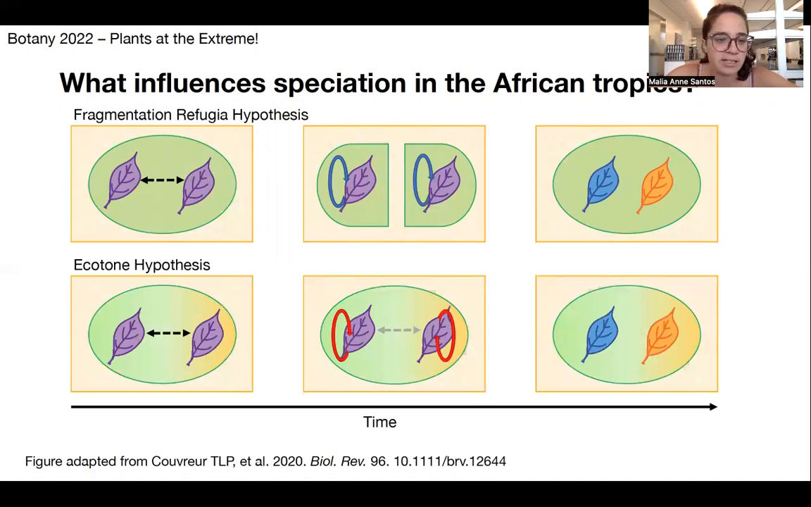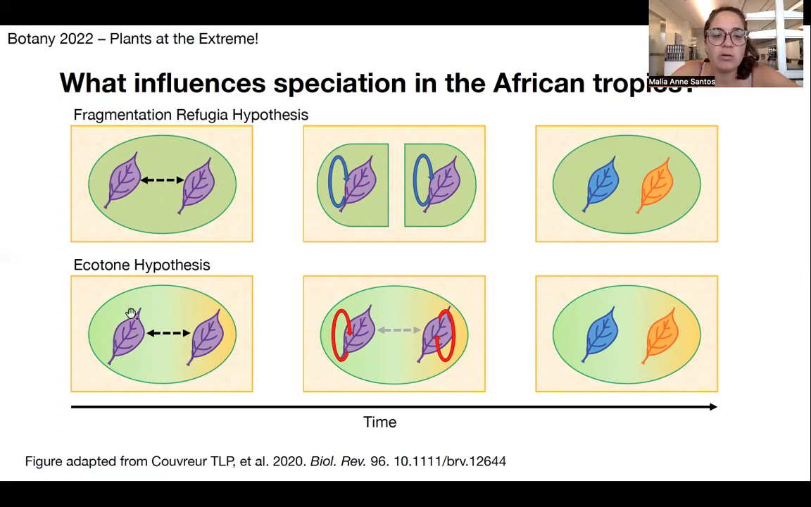The second hypothesis is the ecotone hypothesis. The difference between these two is, rather than being in a continuous habitat, the species resides in a transition zone or an ecotone between two habitats. And so you can see here we have one individual residing in the green habitat and one individual residing in this orangey yellow habitat.